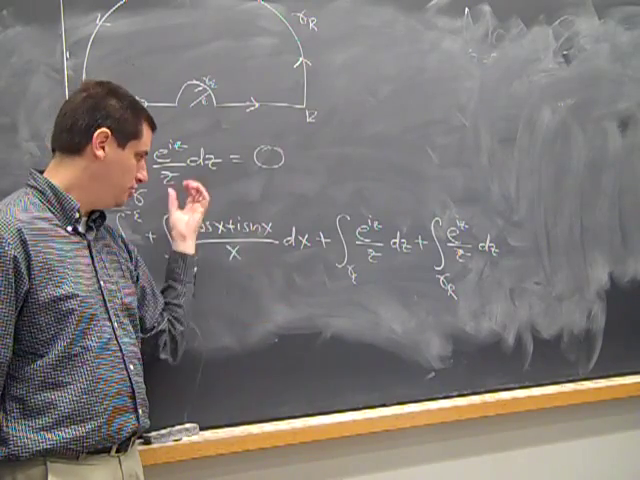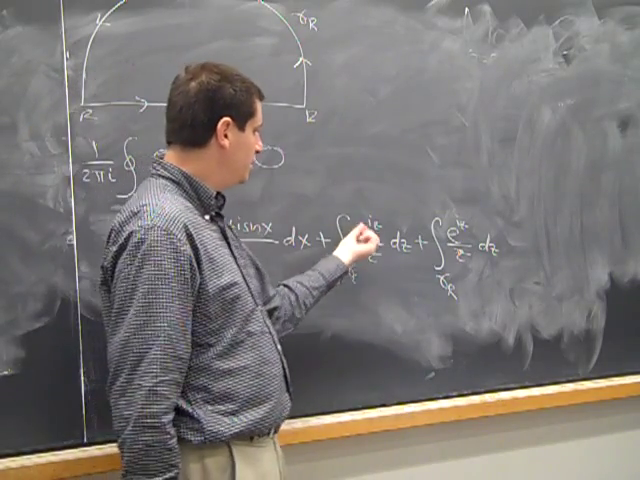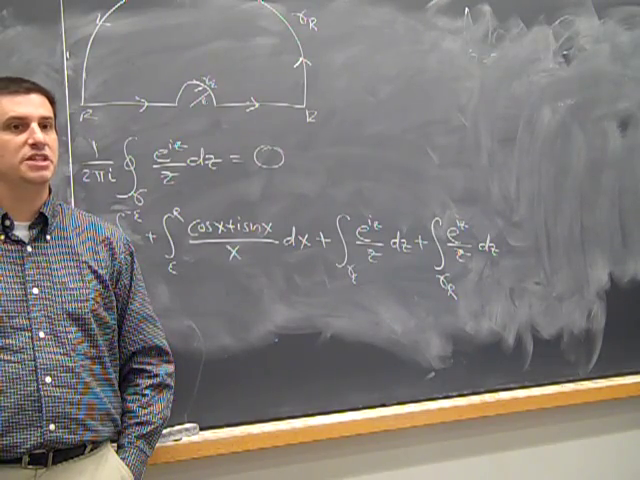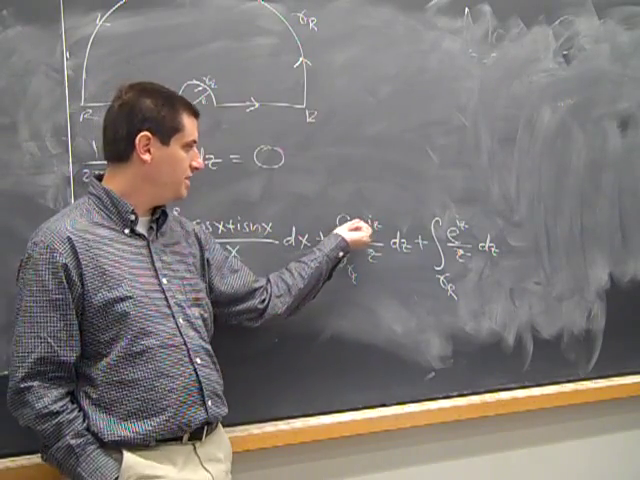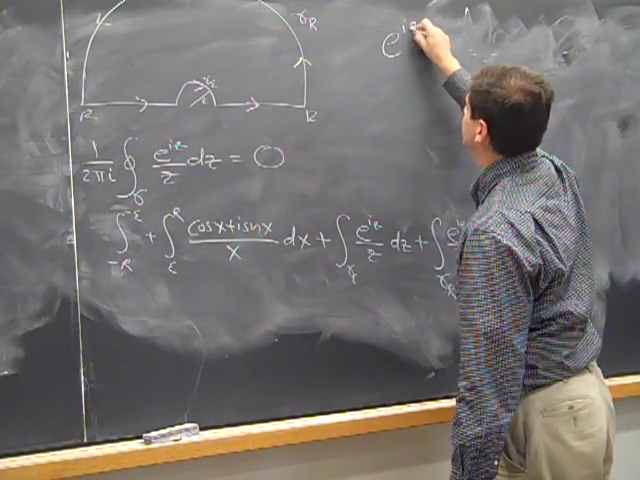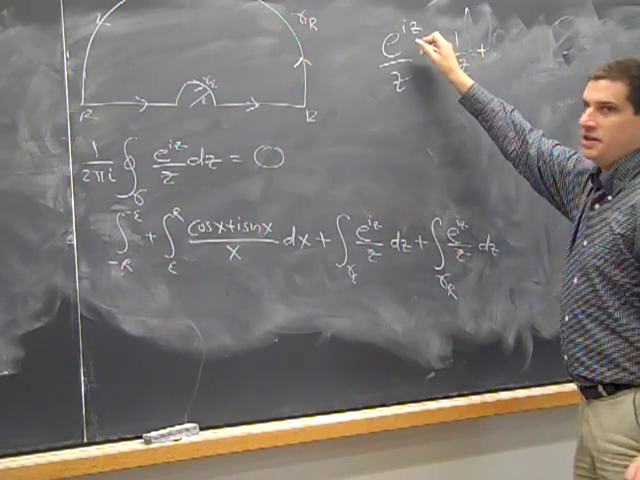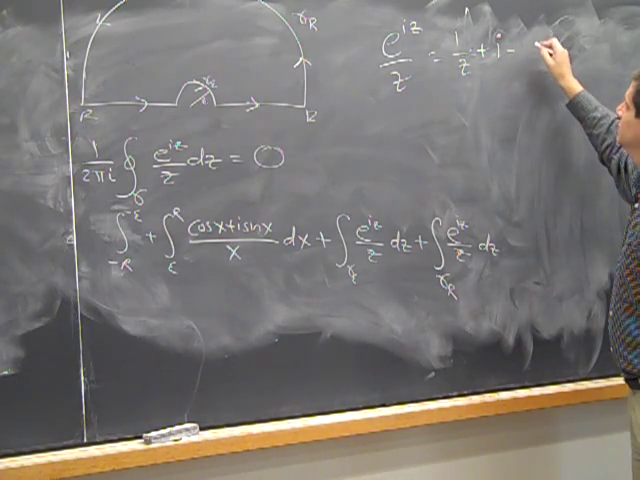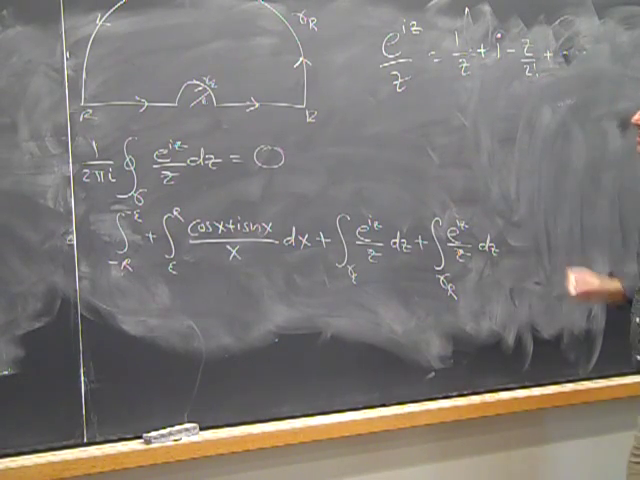Cosine x over x is odd, no problem. Sine x over x, hey, that's what we want. That's good. Now we have to integrate e to the iz over z. That's not so bad. This is one of the standard integrals we've been doing. And so really, when we do the Taylor series expansion, all that matters here is the first term. So e to the iz over z is 1 over z. Then the next term is going to be plus i. The next term is going to be minus z over 2 factorial, and so on.